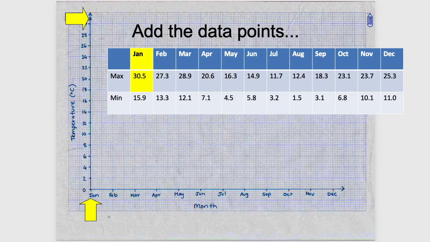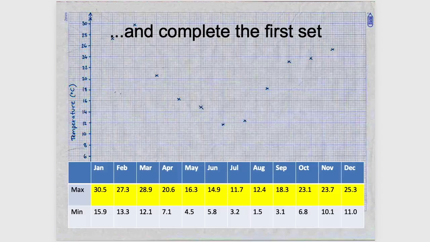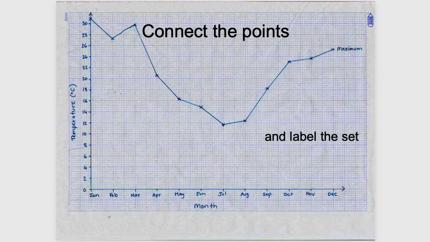The average maximum temperature in January is 30.5 degrees Celsius. So we start at January and mark a cross up at 30.5. We use a cross because it's more precise than filling in a circle. Continue using this process to plot your data points. Because temperature varies across the year, we can connect these points, and we'll label these as the maximum.